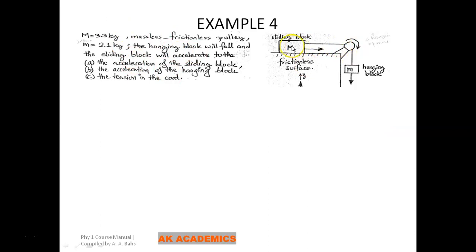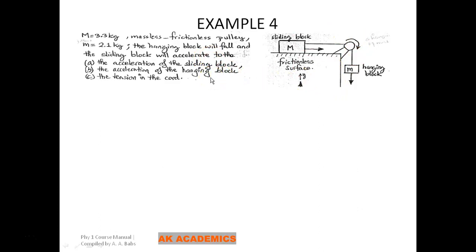So the first mass, capital M, is here. It has the mass of 3.3 kilogram and is hanging on the massless frictionless pulley. We have a second block, which is the hanging block, and it has small m as its mass here. It is 2.1 kilogram. The hanging block will fall and the sliding block will accelerate. Okay, so when that happens, there will be an acceleration.